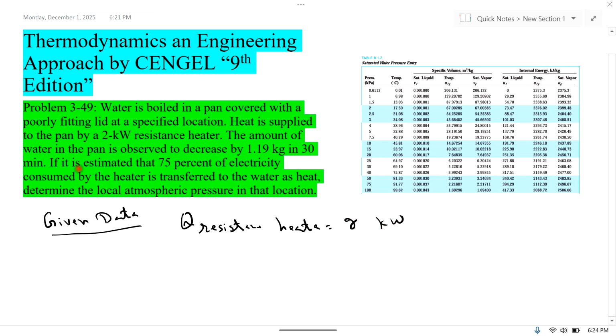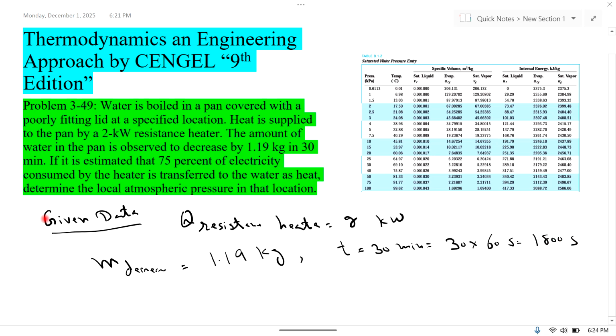The amount of water in the pan is observed to decrease by 1.19 kilogram in 30 minutes. So the mass decrease in the pan is 1.19 kilogram in 30 minutes. So time is equal to 30 minutes, and 30 minutes is equal to 30 multiplied by 60 seconds, which is equal to 1800 seconds.